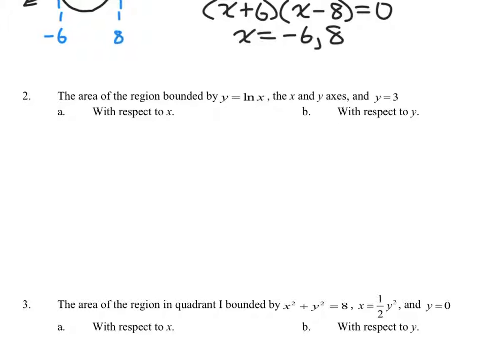So what we need here is the region bounded by y equals the natural log of x, the axes, and y equals 3. So I'm just going to draw a quick sketch of that. Again, it doesn't have to be perfect, but it should have the important features of the graph. All right. So it should look something like that.